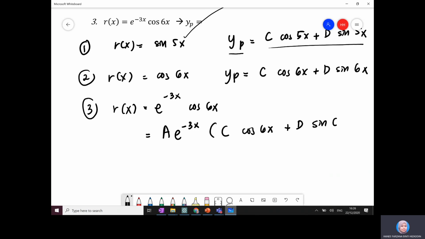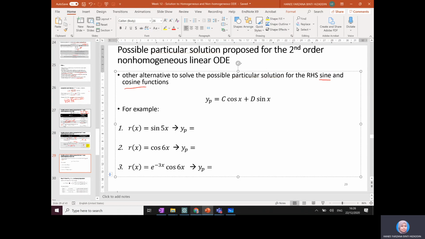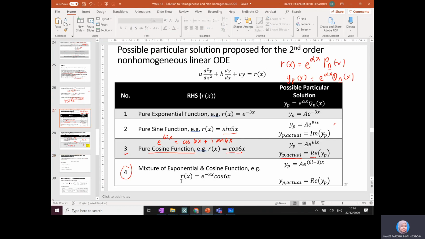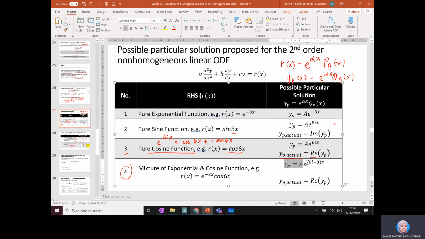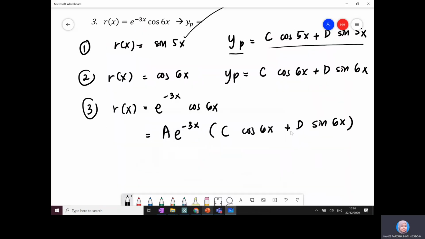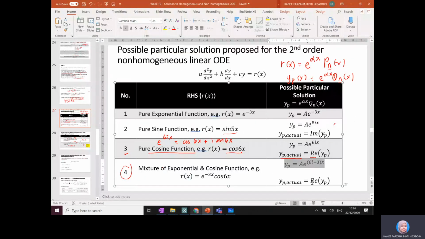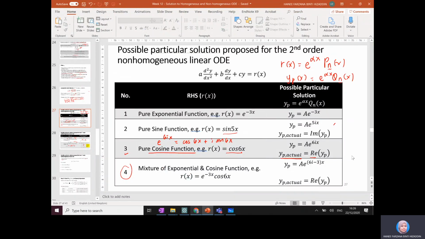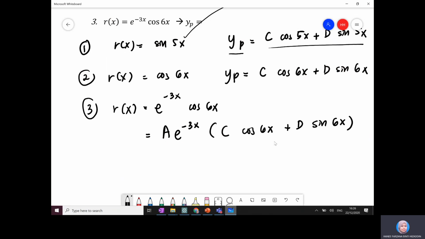plus d sine 6x. So this example 3 is similar to what we have in number 4 here. You see this one? So this yp is actually the same as this yp, but it's written differently. This is an alternative way to write a yp. If you don't like to have to identify real or imaginary part of the yp, then you just deal with this form instead.